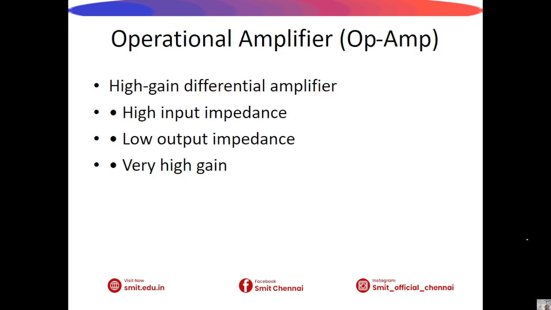Next, we see about the operational amplifier. An operational amplifier, commonly called an op-amp, is a high gain differential amplifier. It amplifies the difference between two input signals. The key characteristics of an ideal op-amp are very high voltage gain, very high input impedance, and very low output impedance. Because of these properties, op-amps are widely used in amplifiers, filters, oscillators, signal conditioning circuits, and many other electronic applications.